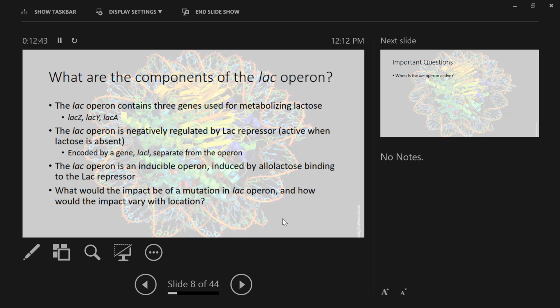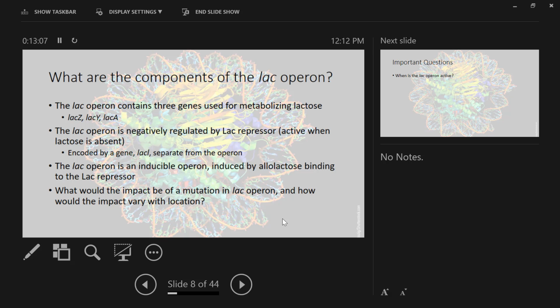So let me ask you this. If it's the promoter, it's going to have too little. If the mutation is in the last gene of the lac operon, what are the potential impacts of that mutation? So it's in the third and final gene. It goes lac Z, then lac Y, and then lac A. So the mutation is in lac A. What are the potential impacts?